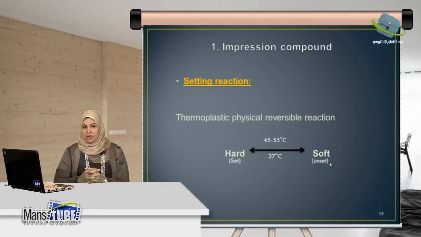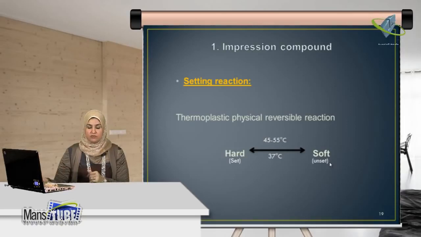Now about the setting reaction of impression compound, we said this material undergoes a physical reversible reaction, which is a thermoplastic reaction. The material comes as a hard material, and for softening of the material we use hot water at 45 to 55 degrees. And then after putting the impression inside the oral cavity, we let the material cool down, and at about 35 degrees the material becomes hard again. So this is the setting of the material, and as we can see, it is reversible.